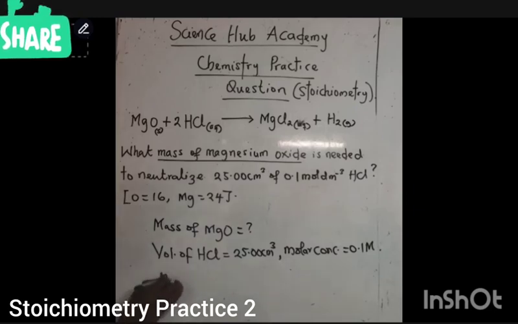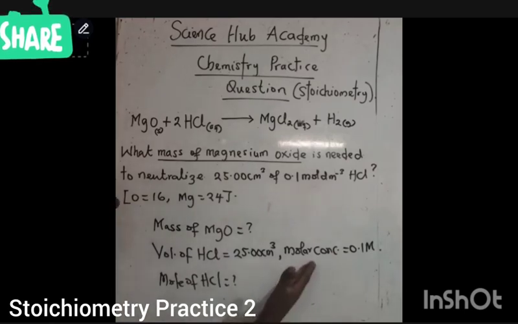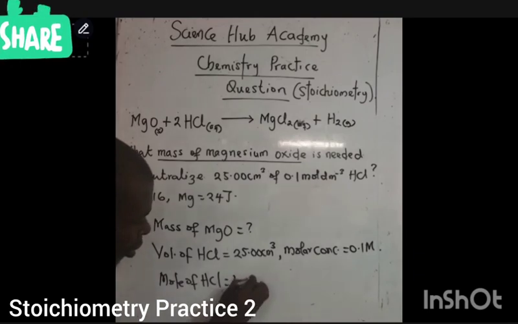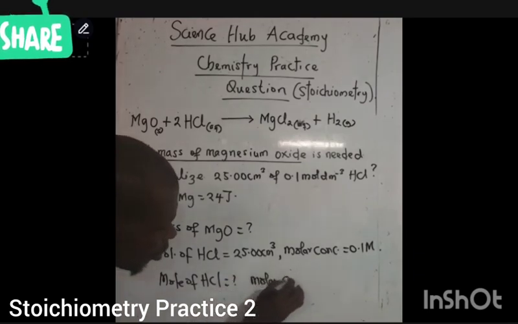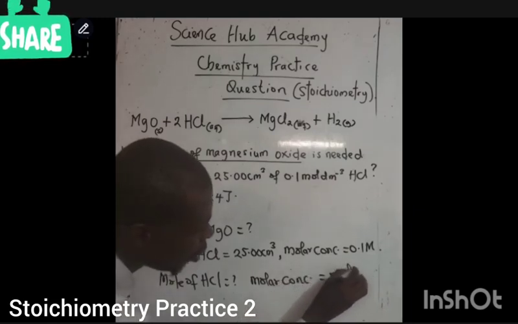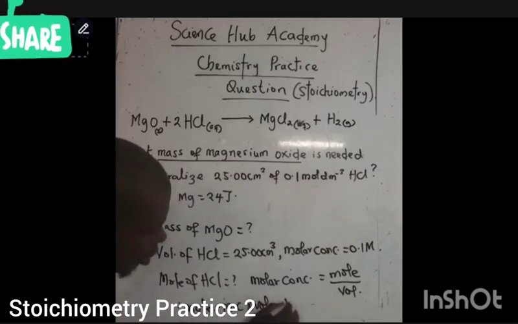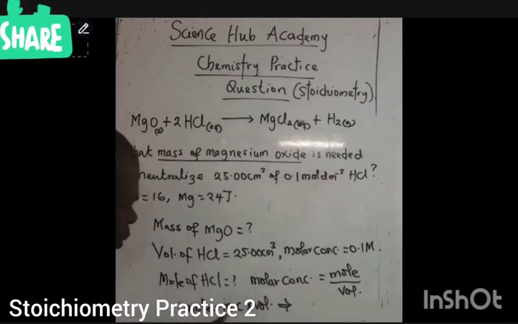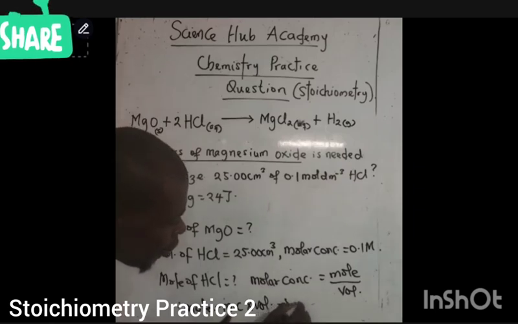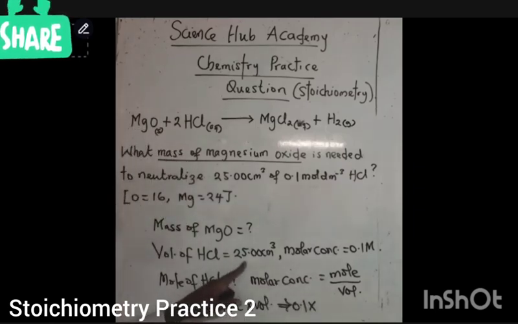Now, to get the mole of HCl, we're going to use the formula related to the molar concentration, because the parameters given are the molar concentration and volume. So we'll be using the molar concentration is equal to mole over the volume. So with this, it implies that our mole is going to be equal to the molar concentration multiplied by the volume. Therefore, the mole of the acid here will be the molar concentration of the acid, which is 0.1 mole per dm³, multiplied by the volume.